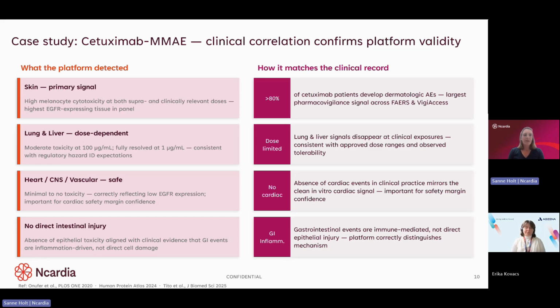We saw no activity in the heart, CNS, or the vascular systems, and also no adverse events in any of these tissues were reported in the clinic. For intestinal cells, we saw actually no response, so there was no direct target-driven response, where in the clinic there were some gastrointestinal events reported, but when diving deeper into the details of it, these were all immune-mediated. So none of these were direct epithelial injury due to the drug, which again matches with what we observed.